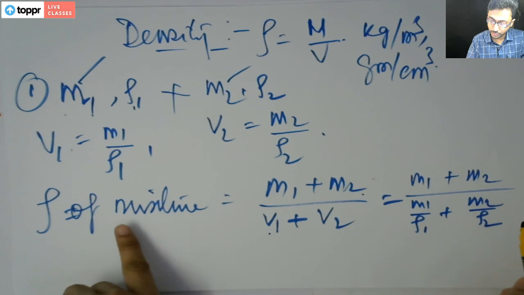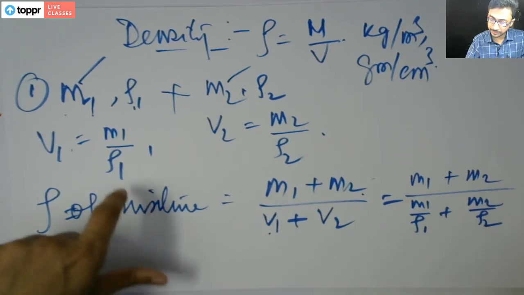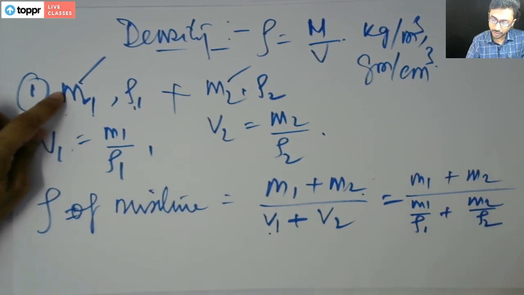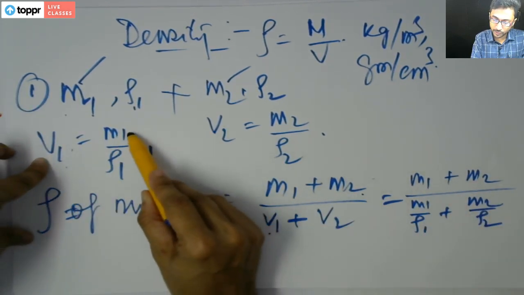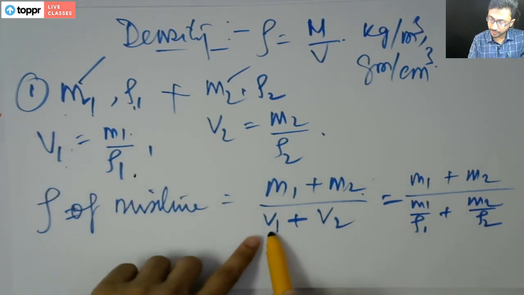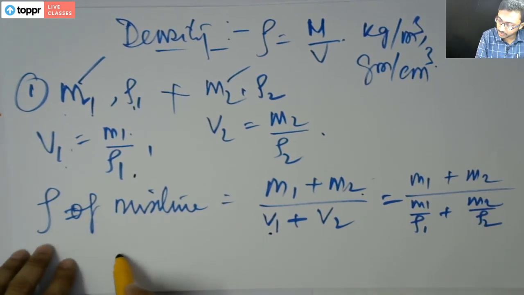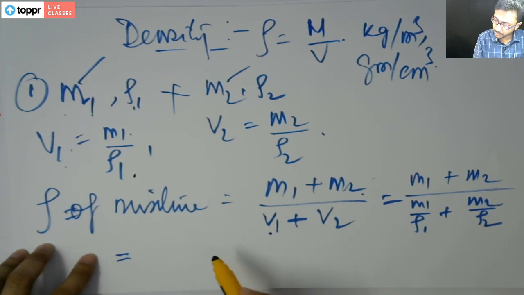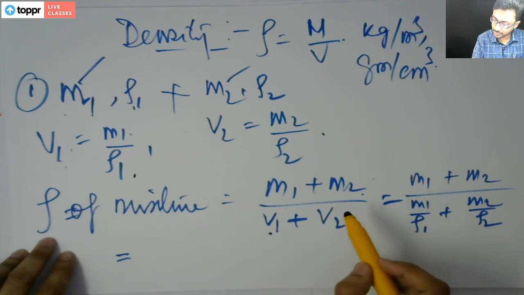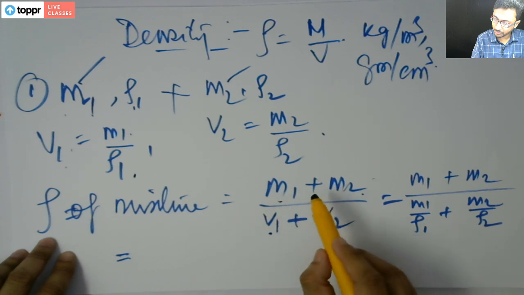The total mass is m1 plus m2, and the volume v1 equals m1 by rho1. Okay, let me see. So this is the density of the mixture, total mass by total volume.